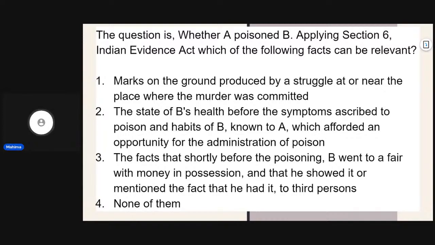Okay. The question is whether A poisoned B. Applying Section 6 of the Indian Evidence Act, which of the following can be relevant? Marks on the ground produced by a struggle at or near the place where the murder was committed. The state of B's health before the symptoms ascribed to poison and habits of B known to A, which afforded an opportunity for the administration of poison. The facts that shortly before the poisoning, B went to a fair with money in possession and that he showed it or mentioned the fact that he had it to third persons. None of the above. Under section 6, apply your mind and then answer the question.